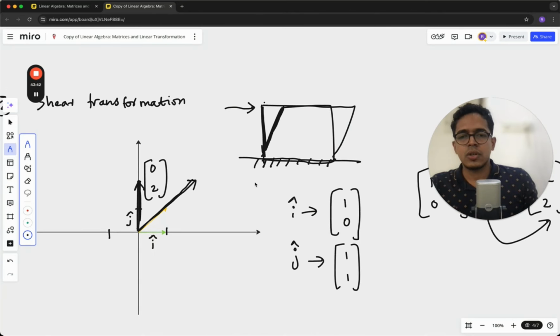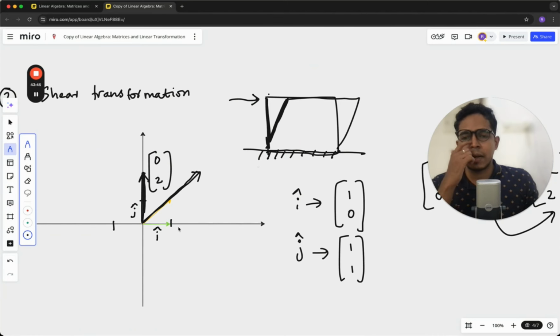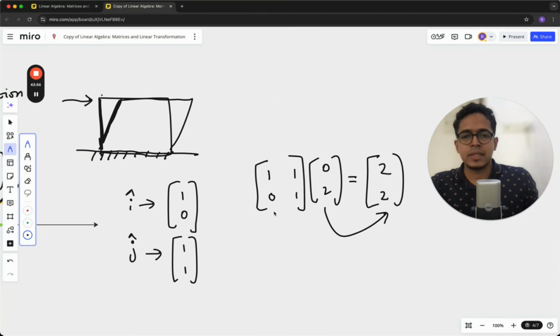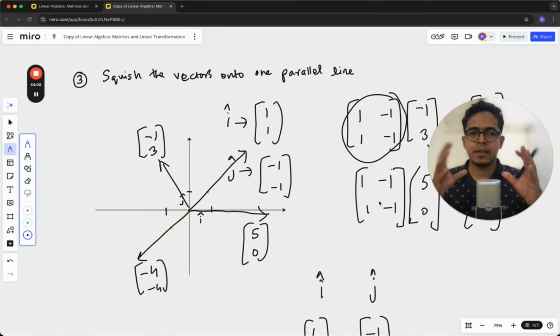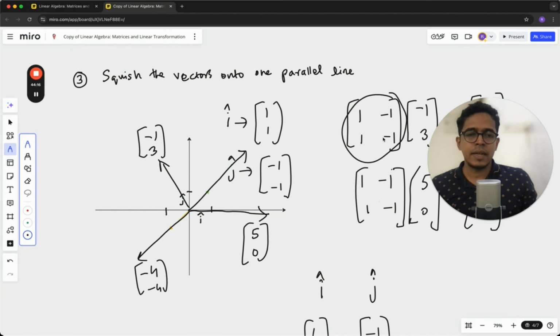A shear transformation we also defined simply by keeping track of what happens to i and j. Here i remained fixed, and j, which was originally here, became along this 45-degree line. This gave us the matrix that represents the shear transformation. When this transformation is applied to any given vector, that vector also undergoes the shear operation. And finally, we saw the squishing operation, where all vectors in the 2D plane are squished into one single line. There is a surprising property over here based on the determinant. The determinant of the transformation matrix is 0. But we'll be describing more of that in the next lecture.